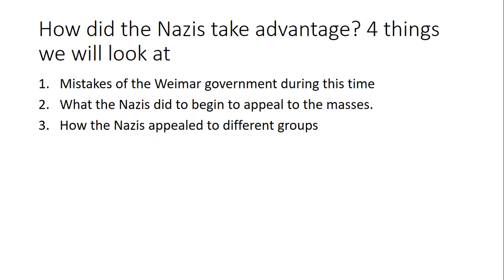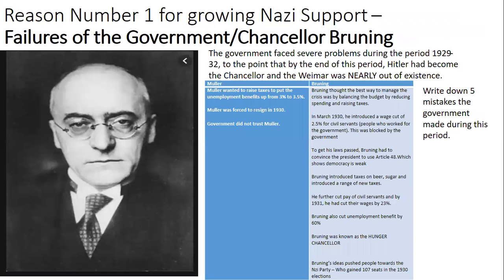Right, so what we're going to look at today, there's going to be 3 things we look at, not 4. Number 1, the mistakes of the Weimar government, what the Nazis did to begin to appeal to the masses, and how the Nazis appealed to different groups. So firstly, reason number 1, if you write the subtitle down: failures of the government / Chancellor Brüning.